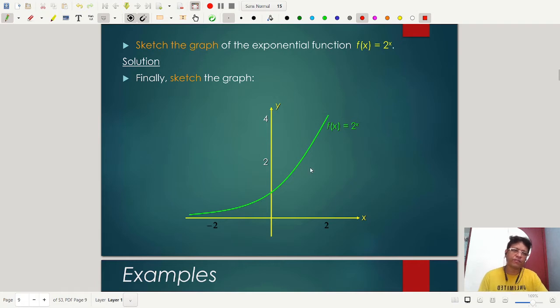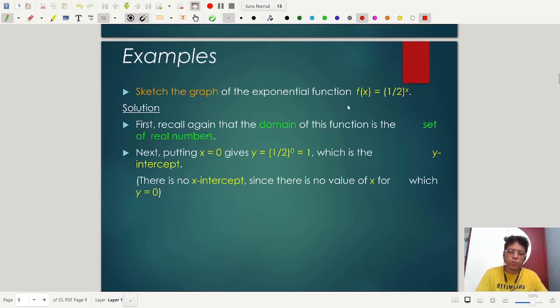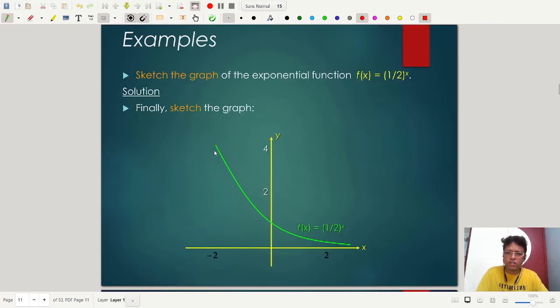Sketch of the graph. Okay, you can draw any exponential graph like this: 3 to the power x, 5 to the power x, e to the power x also. I will explain e to the power x, and sketch the graph of the exponential function, that is half to the power x or 2 to the power minus x, that is negative exponential function. So negative exponential function will be decreasing, as I have shown you. Yeah, this is the decreasing function.